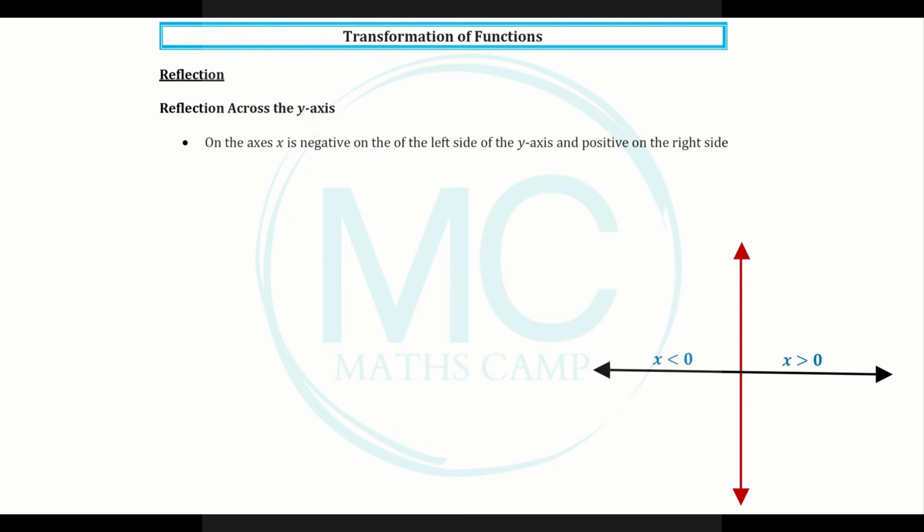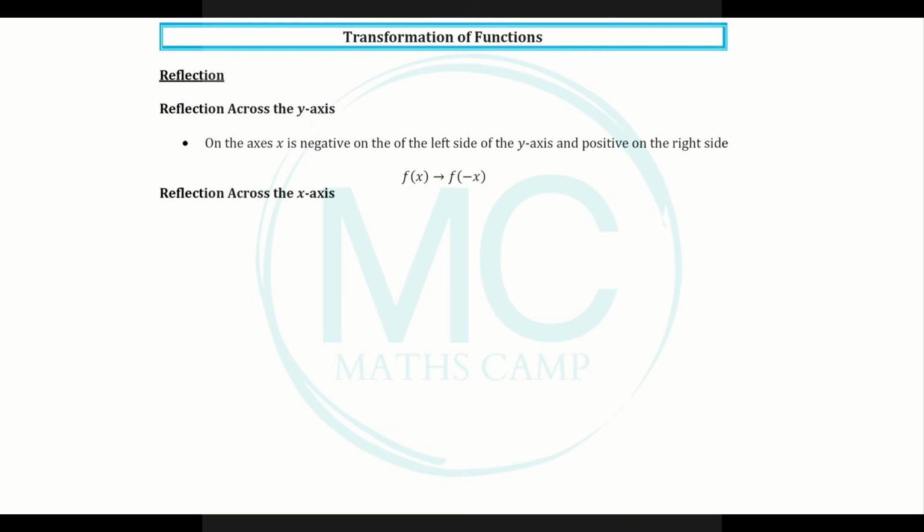On the axes, x is negative on the left side and positive on the right side of the y-axis. So if we reflect across the y-axis, the value of every x coordinate will change signs, positive to negative or vice versa. So when reflecting across the y-axis, we change the sign of every x term in the equation.